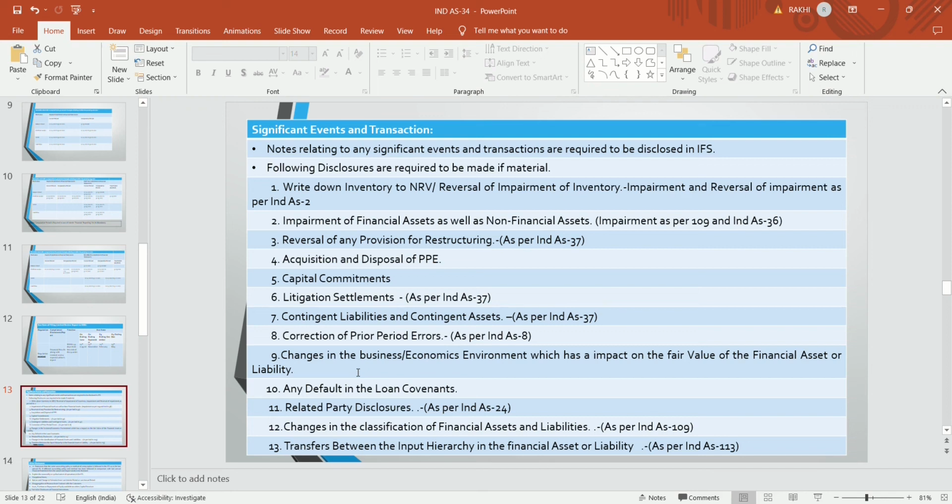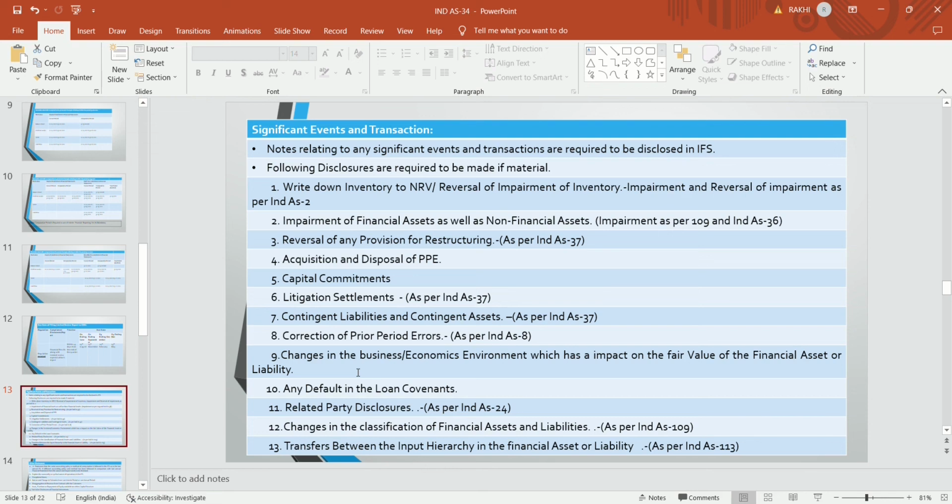Or if any contingent liability or contingent asset is there during that period, it is also required to be disclosed as per Ind AS 37. And if any correction of prior period errors is done during that interim period, that is also required to be disclosed. If there is a change in business or economic environment which has an impact on the fair value of financial assets and liabilities, then also it is required to be disclosed.